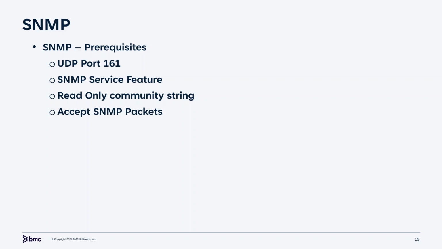The UDP port 161 needs to be opened. SNMP service needs to be enabled on the specific Windows server that you are going to discover. A read-only community string needs to be enabled or created, and the server should also accept the SNMP packets. Now, if you remember, I mentioned about having some drawbacks. So we will discuss that when we are actually going to perform the demo. The only high level disadvantage which I want to mention is Windows servers only support SNMP version 2 and not version 3. So that is why the SNMP method is not so secure to use on the Windows servers.